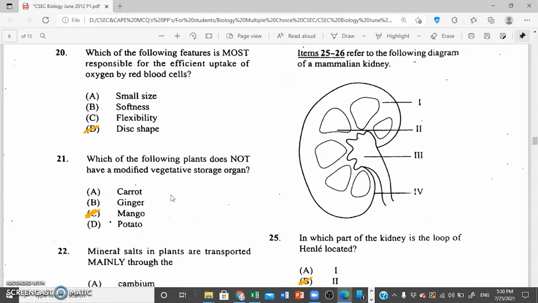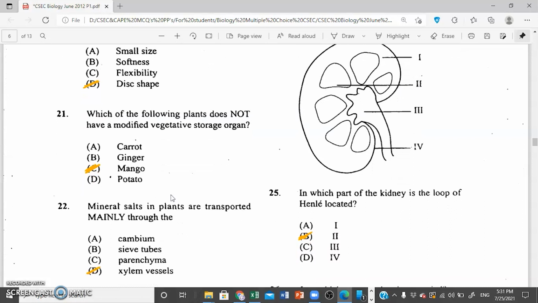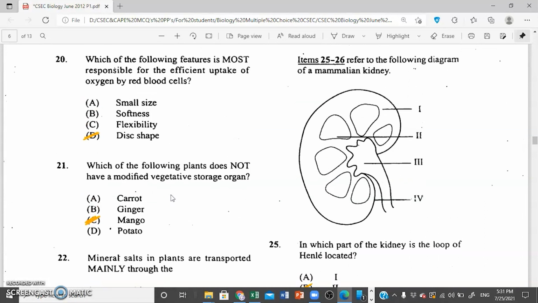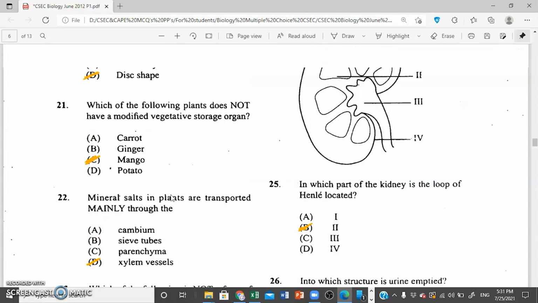Items 25 to 26 refer to the following diagram of a mammalian kidney. We have parts labeled I to IV. I is the cortex of the kidney, II is the medulla, III is the pelvis, and IV is the kidney itself. So in which part of the kidney is the loop of Henle located? That would be the medulla, II. So that's B.